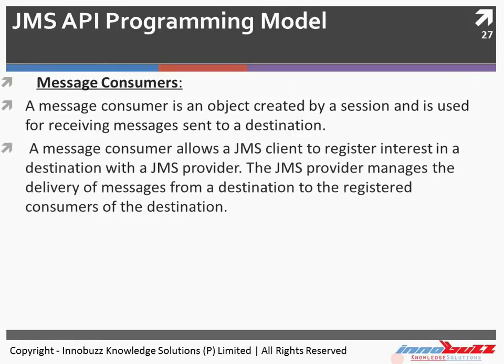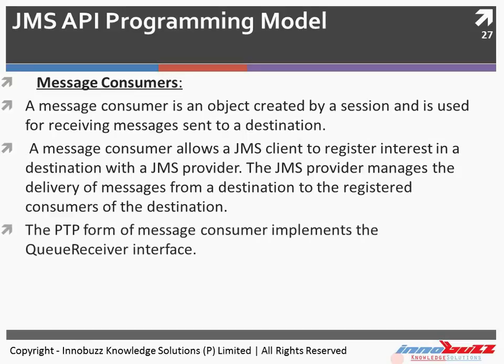A message consumer allows a JMS client to register interest in a destination with a JMS provider. So the JMS provider manages the delivery of messages from a destination to the registered consumers of the destination. Once the message consumer allows the JMS client to register, the JMS provider will then manage to deliver the messages.